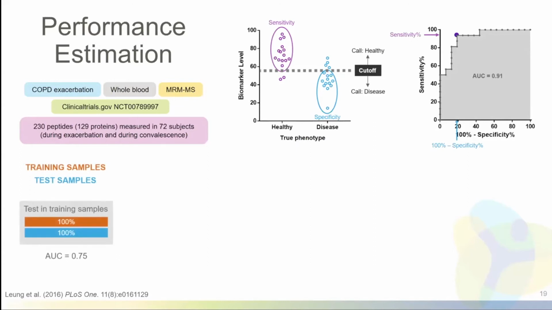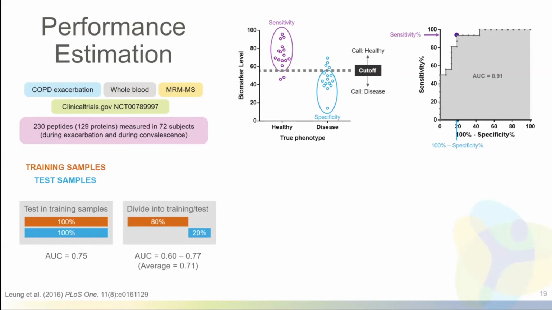Now, a fairly common way we see in published papers is that people will take all of their training data and use it for the training and then use all of that data as test as well. So this results in an optimistic estimate because it's circular and your biomarker panel is biased to work well in your discovery samples. Now, using this method for this particular data set, we get an AUC of 0.75 for the study.